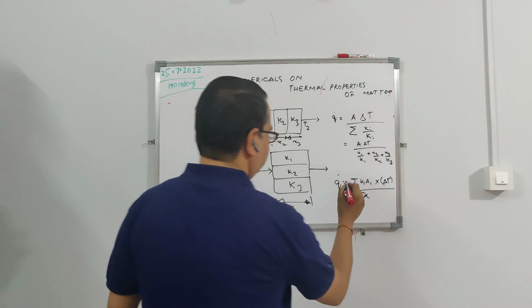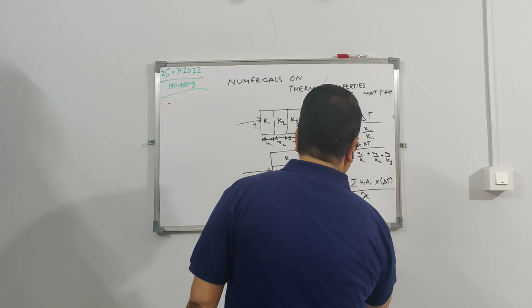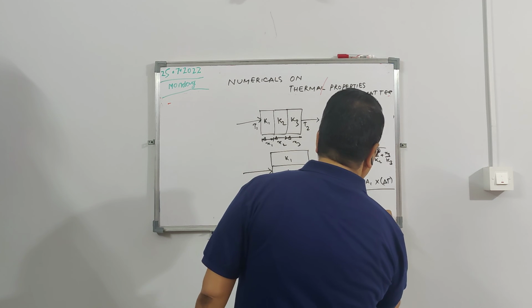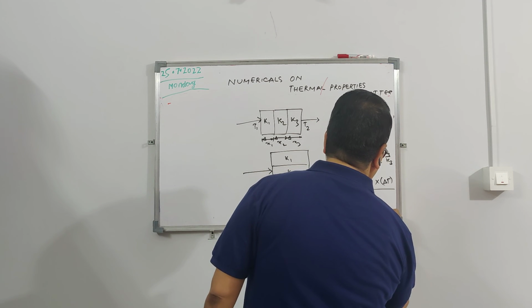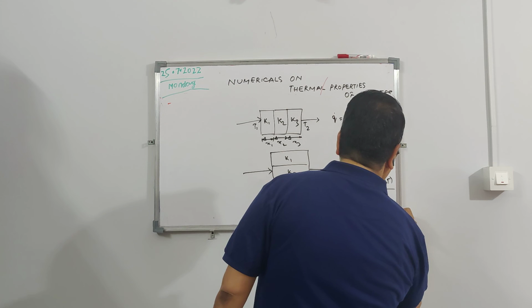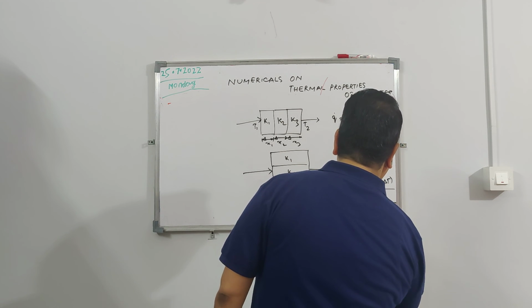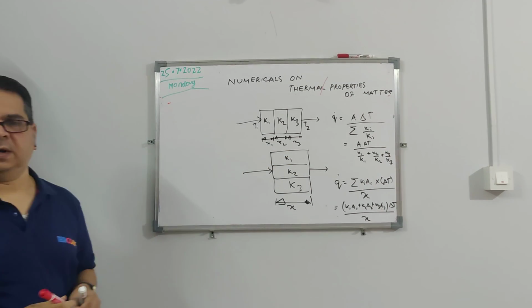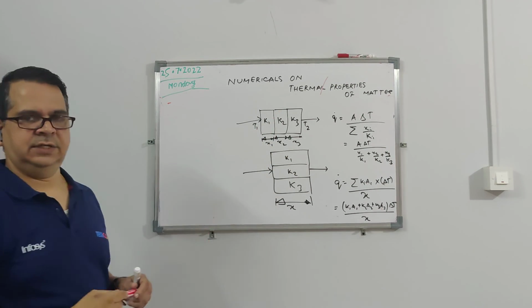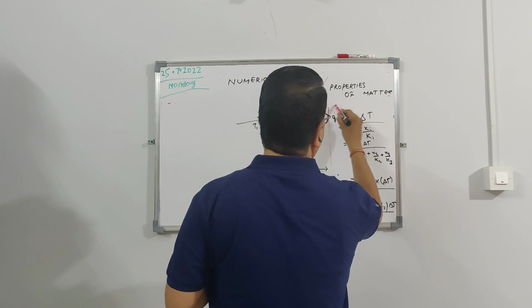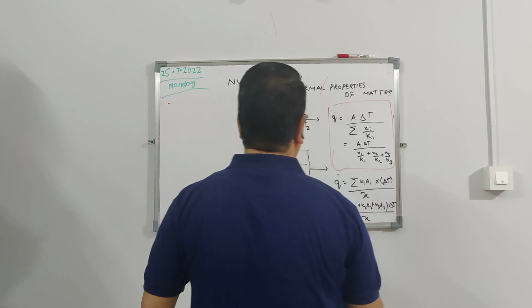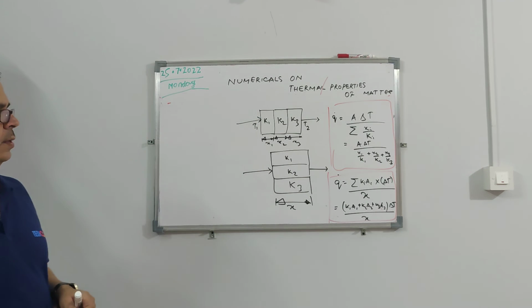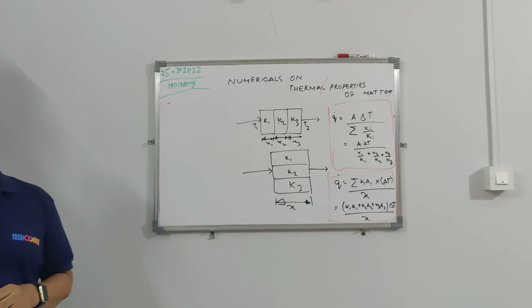So what does it mean? It is like K1A1 plus K2A2 plus K3A3 into delta T divided by total length. So this looks like a parallel and this looks like a series. So this is the governing equation for series. This is the governing equation for parallel. Okay, so take a picture.